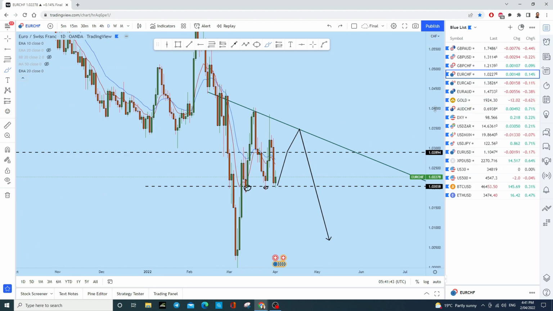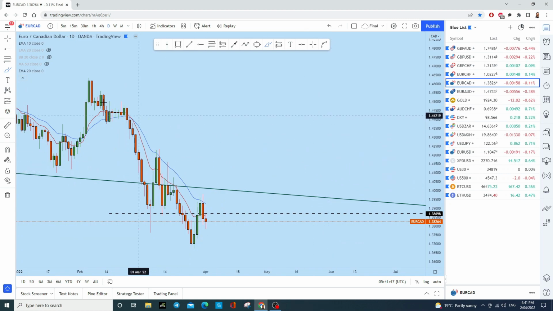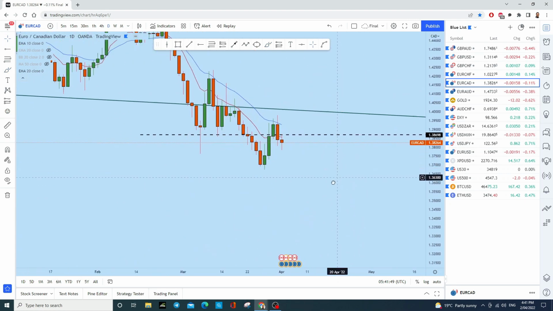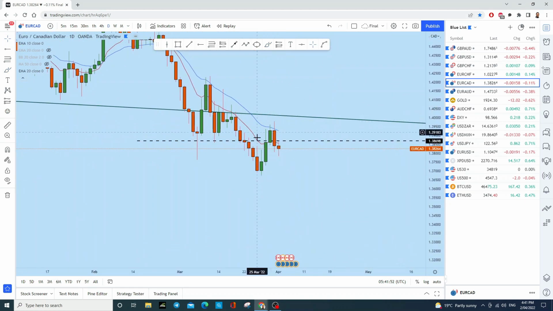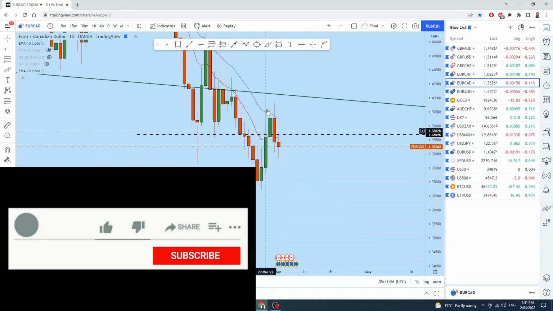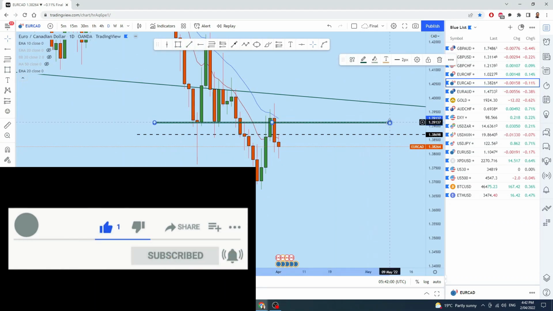So let's see what other currency pair. EURCAD, the same situation. Now EURCAD, this is the daily time frame. You see that on the daily time frame we have seen a strong bearish engulfer at this important level of resistance. Let me draw this level of support and resistance.